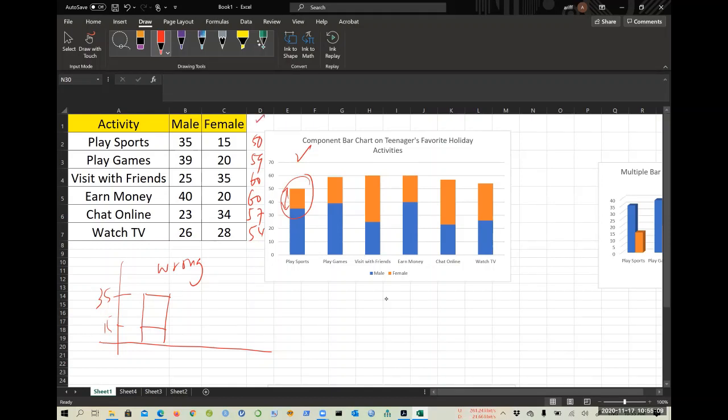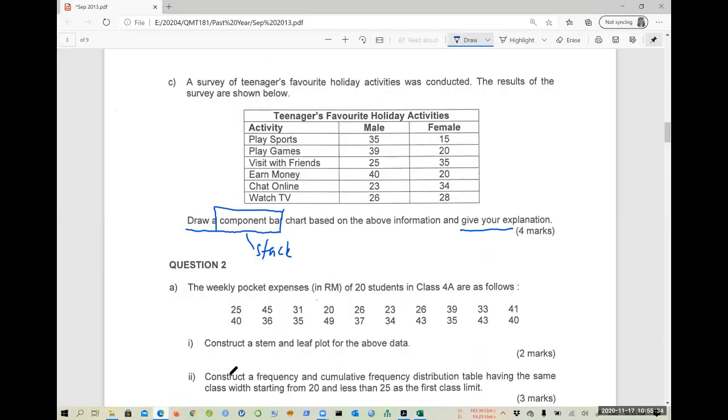For example, the first one is 50, so you have 50. Second one is 59, and then 60, 60, 57, and 54. Okay, so this will be your component bar chart, and just give some explanation on the graph itself. Okay, so that's it for the graphical display.